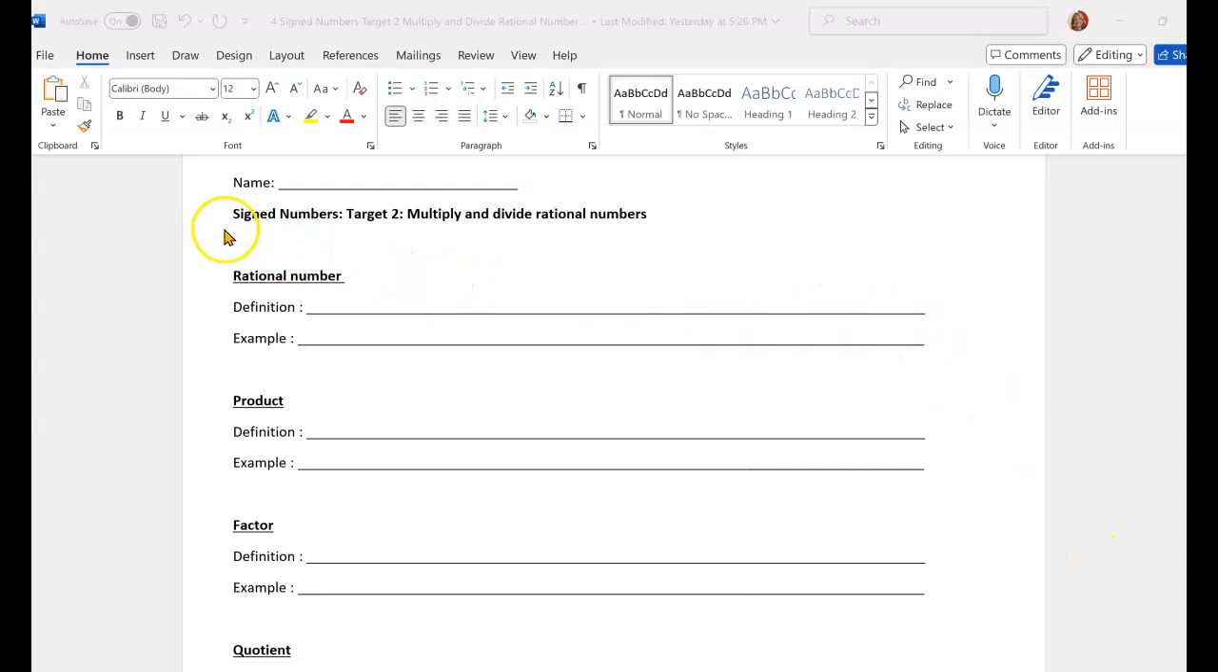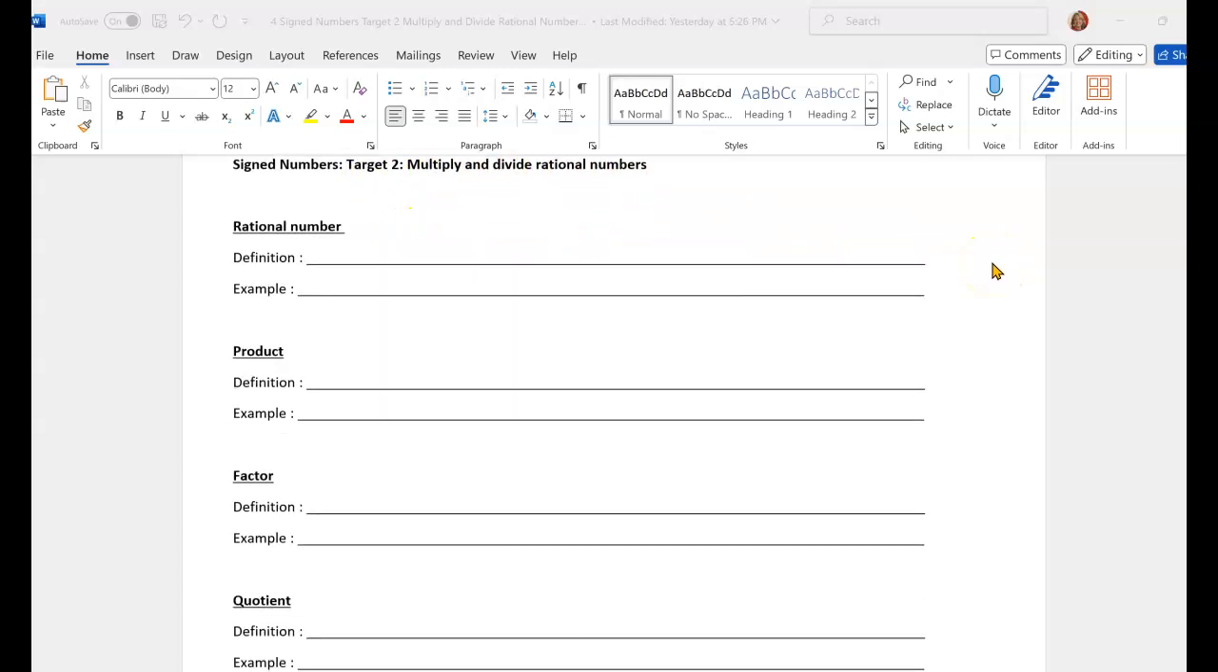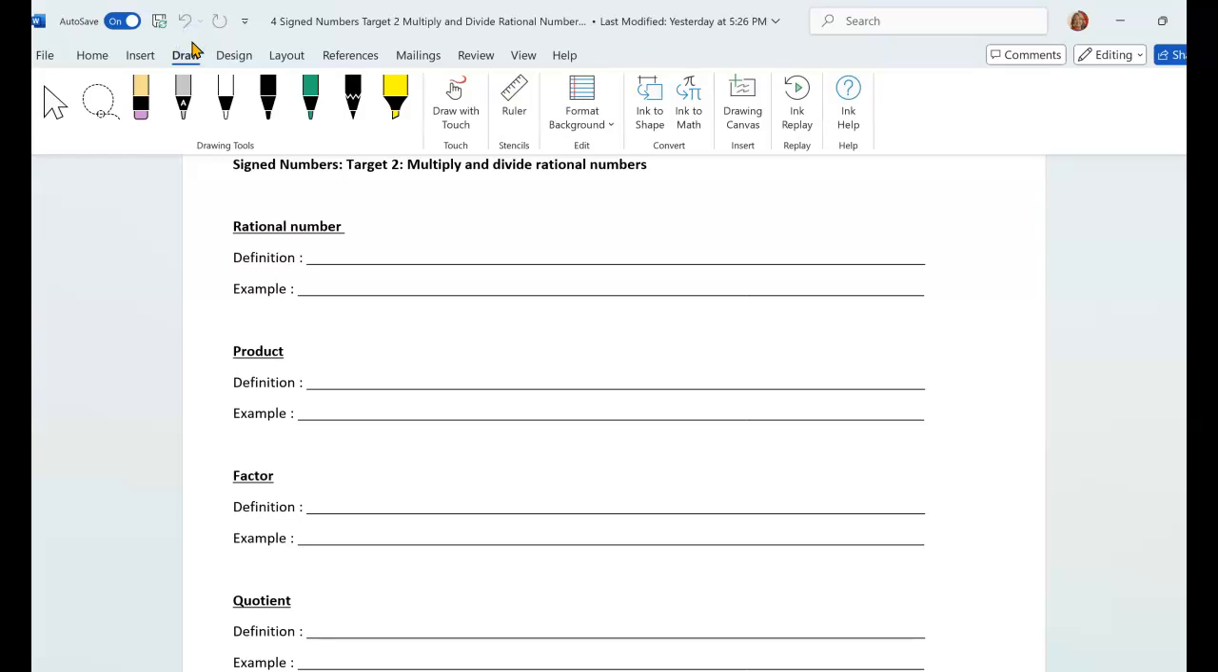We are still working on signed numbers, but our new target is target 2, multiply and divide rational numbers. We're starting with level 2 questions, and that is vocabulary. Our first phrase is rational number. And the definition for a rational number is numbers that can be expressed as fractions.